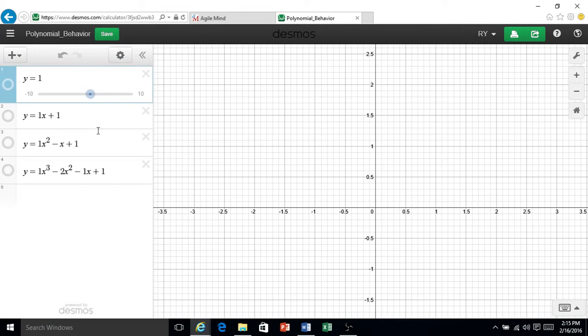We've been talking about polynomials in class, and we're going to talk about something called the roots of a polynomial. A root is where the function crosses the x-axis.